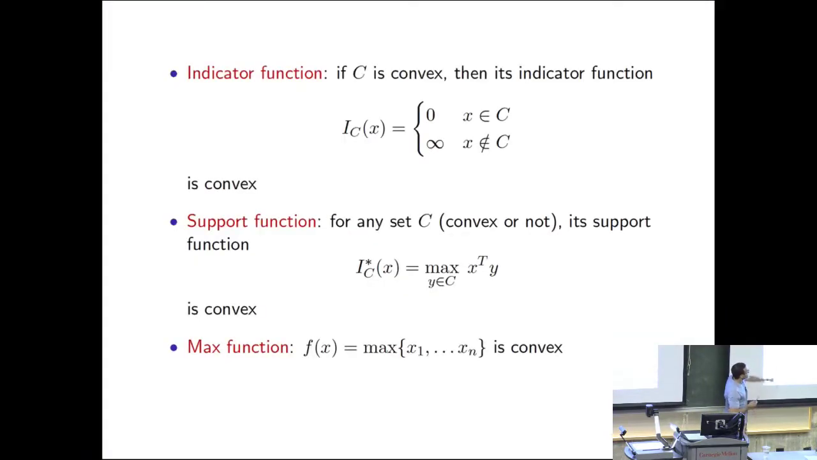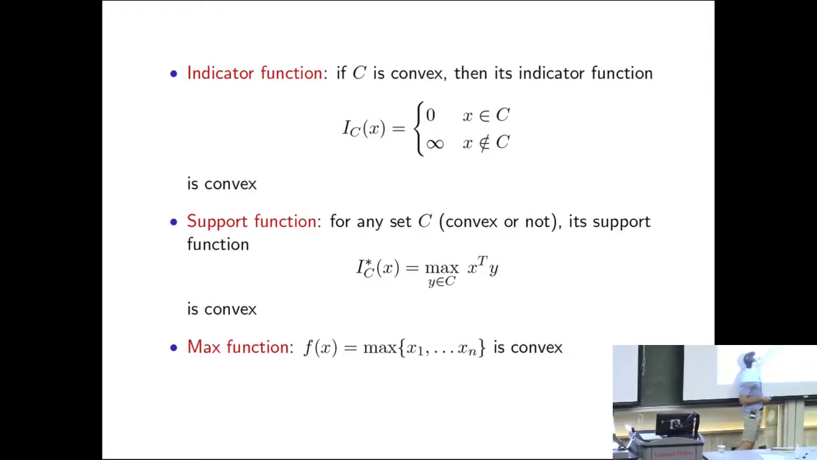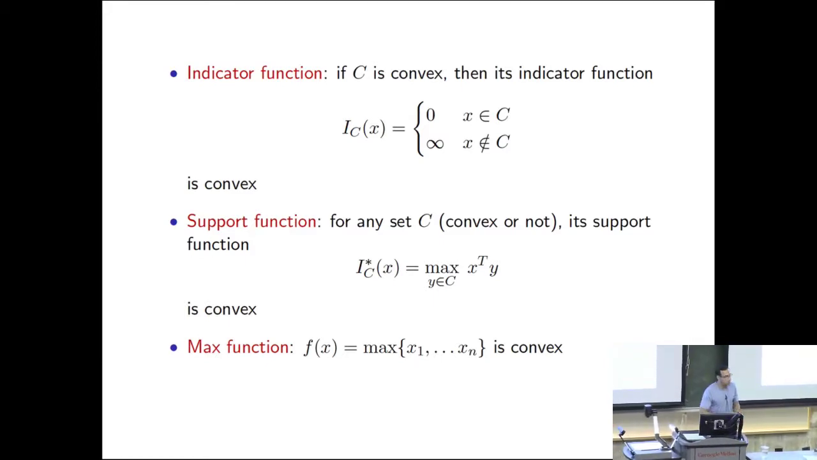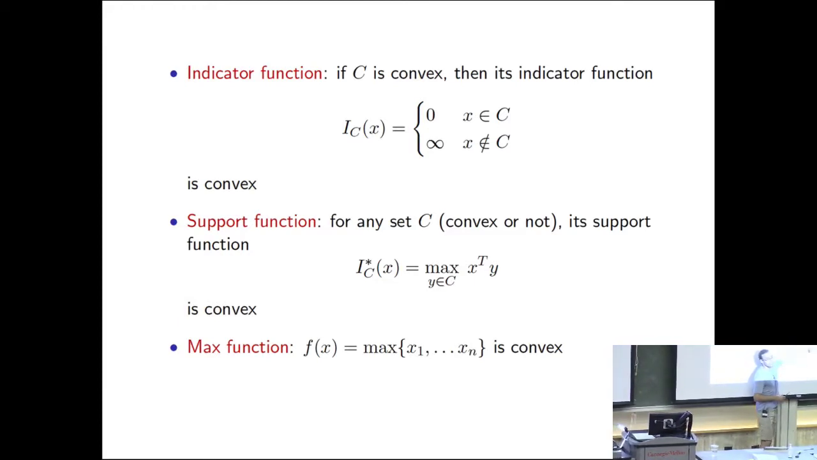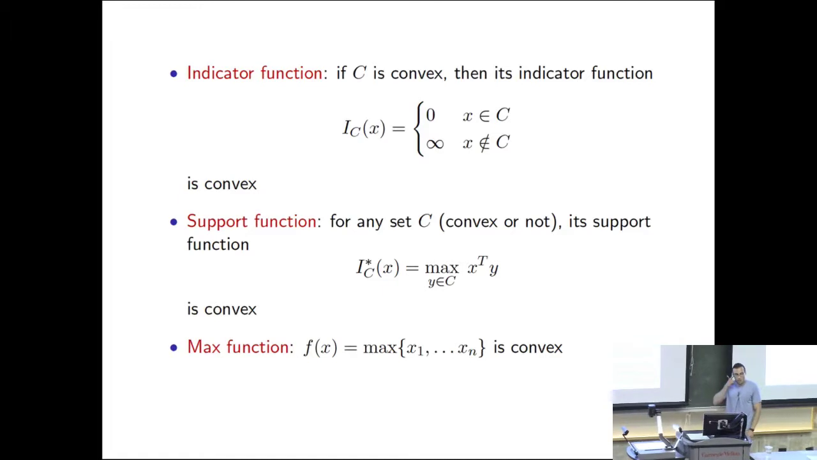The support function, which I'm actually writing in a way that suggests it's related to the indicator, which we'll see much later in the class, I star of C, is actually the maximum inner product I can make with x out of any point in C. So it's the biggest x transpose y, such that y is in the set C. That's always a convex function, regardless of whether C is convex or not. Something that you guys should check from the definition. It's kind of interesting that we don't have to worry about convexity for support functions. And the max function, but just take, for example, the max of x1 through xn, it's also convex, also follows from the definition.